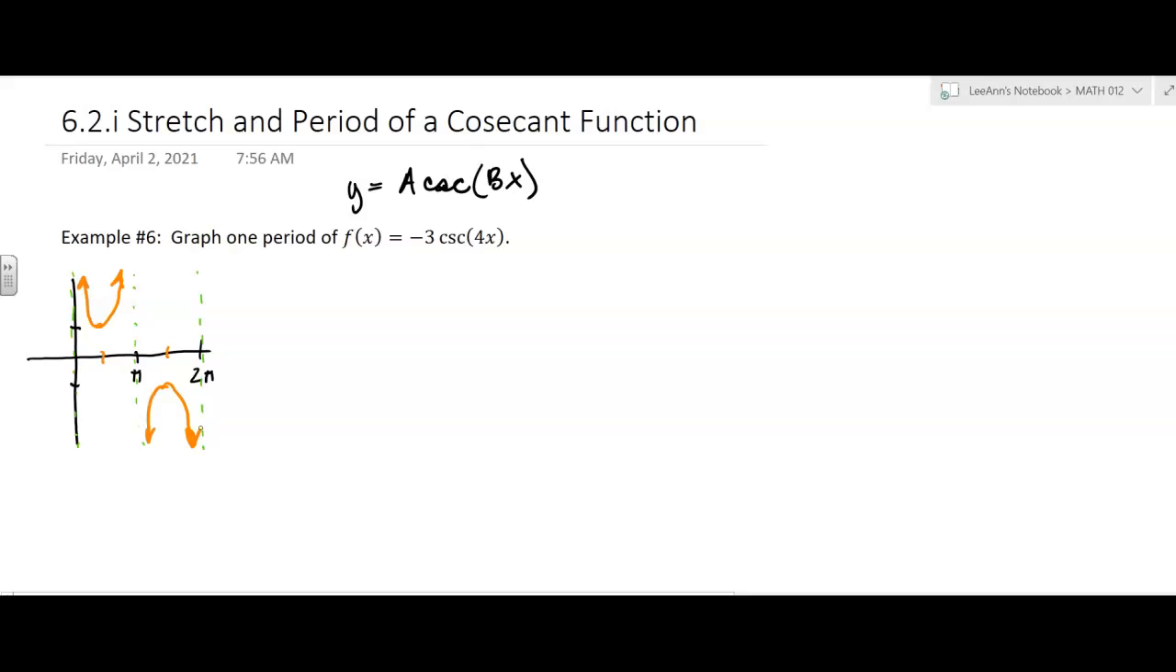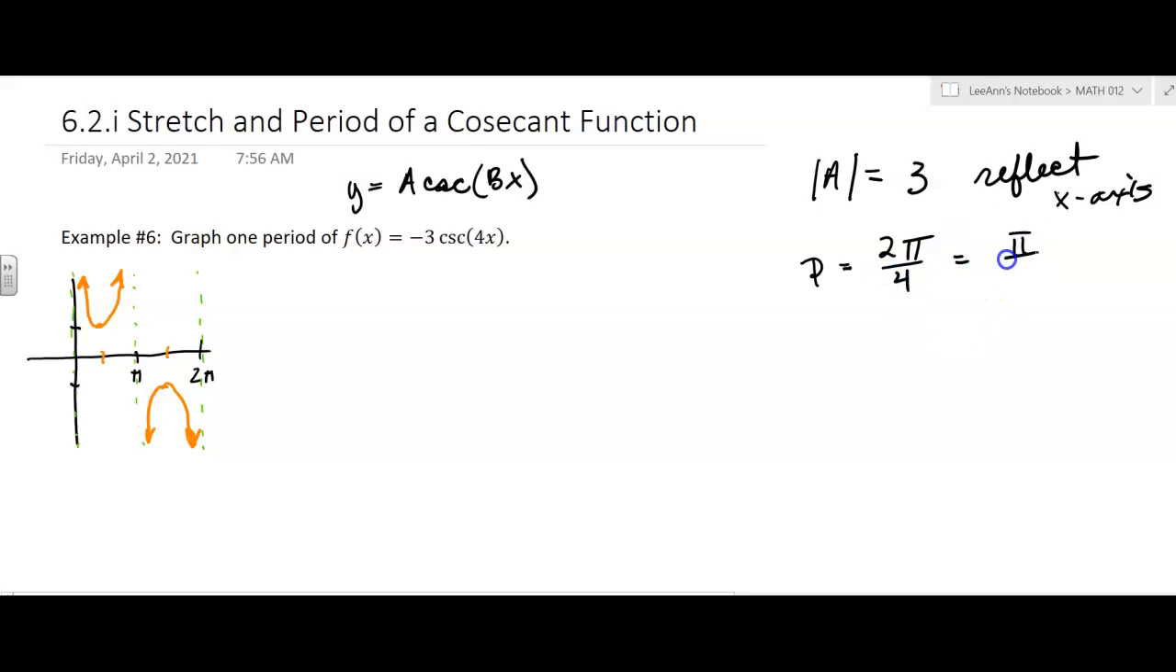Now let's look at what we have over here on our function that we're going to graph one period for. So we see the absolute value of a is 3, but it will reflect this time. So it's going to reflect about the x-axis. Okay, and then what about the period? Okay, so the period is equal to 2 pi over 4, which is going to be pi over 2.